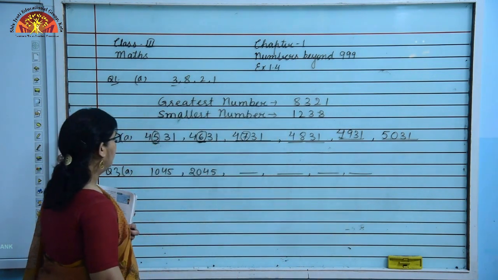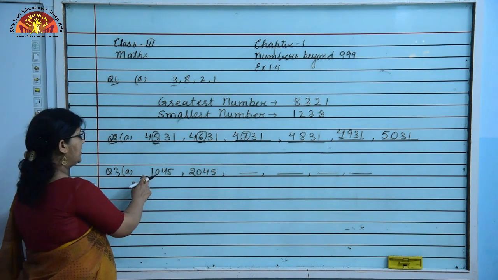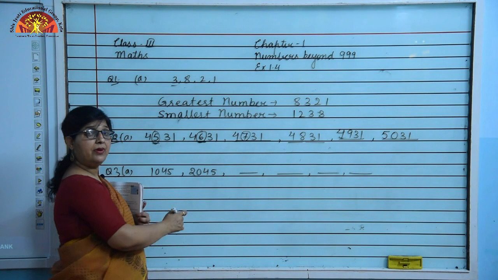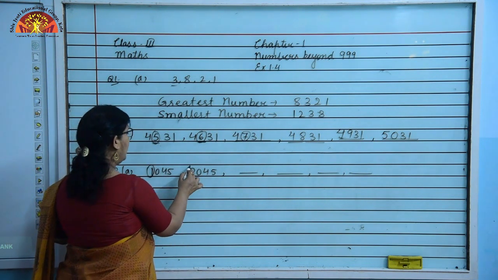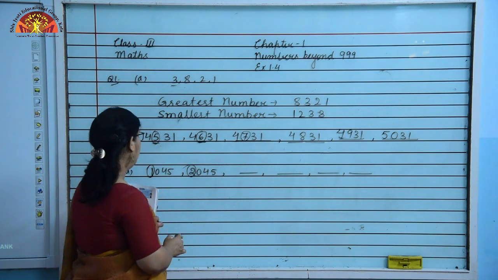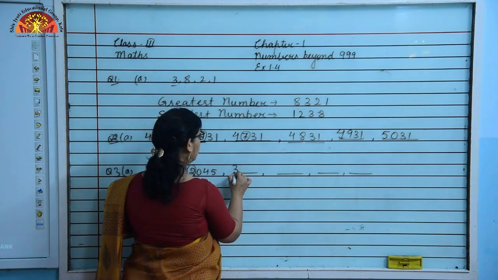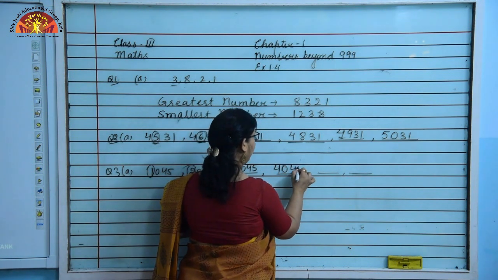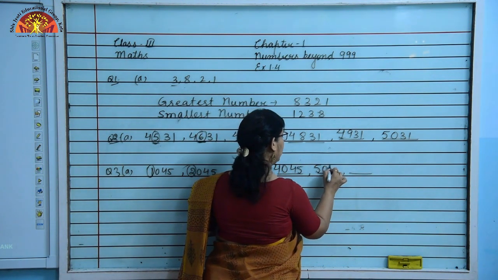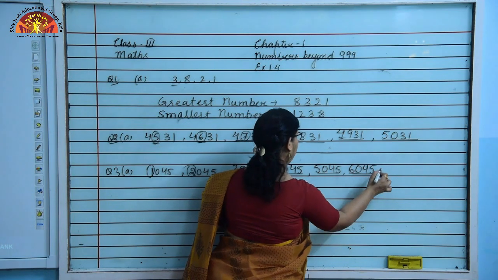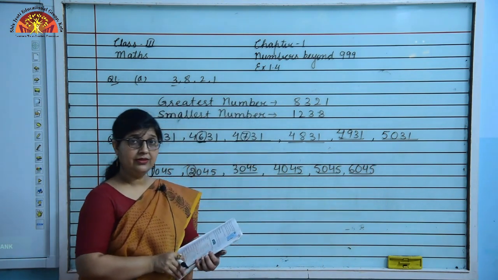Now observe the series. This is 1045, 2045. Now we skip the thousands place, and the hundreds, tens and ones places remain the same. So we write here 3045, 4045, 5045, 6045. It's easy to write the numbers.